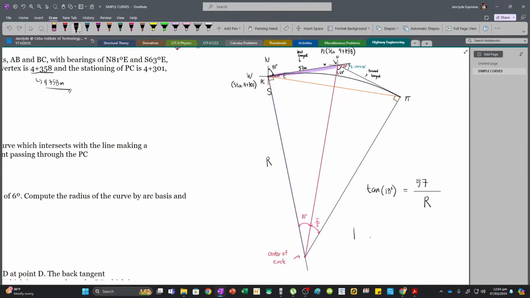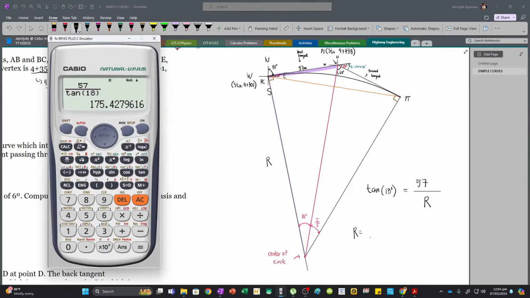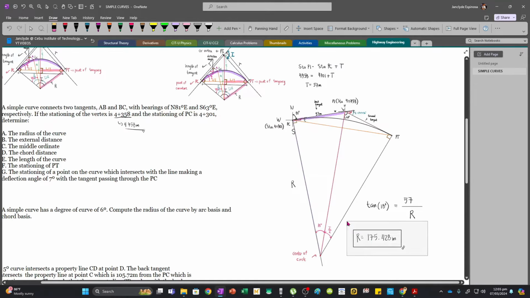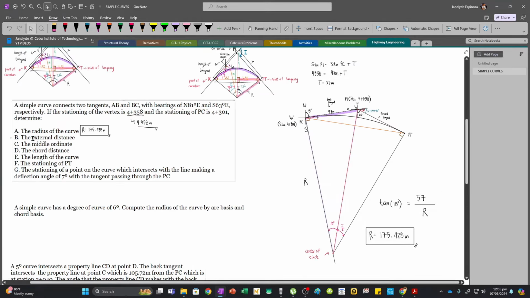175.427. So R equals, let's just use 3 decimals, this will be 175.428. And then this is meters. And so this is our answer for number 1. And so next, we'll solve the external distance.